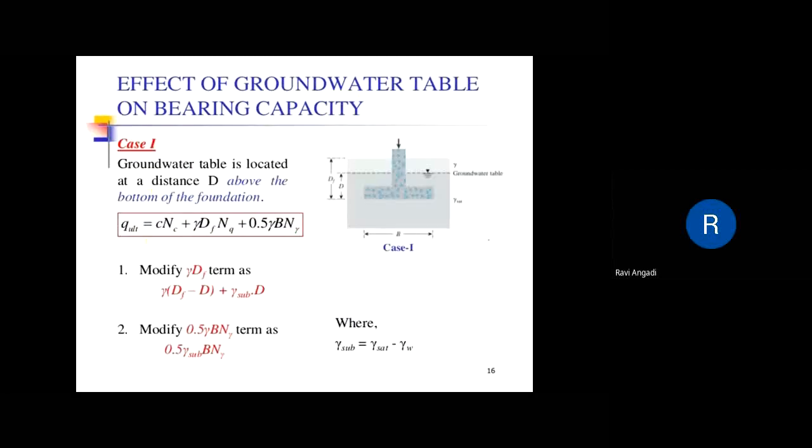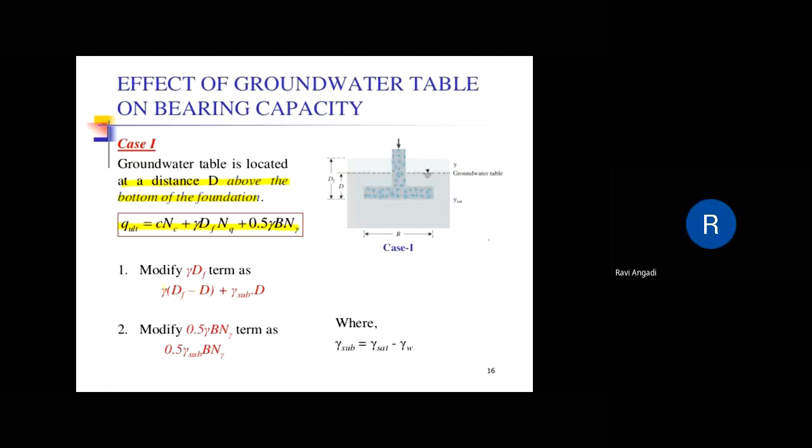So let us take the case 1. In case 1, when the groundwater table is located at a distance D above the bottom of the foundation, or you can call it as it is at a distance of Df minus D from the ground level. So in this situation, this is the generalized equation of bearing capacity: q ultimate equals c Nc plus gamma Df Nq plus 0.5 gamma B N gamma.